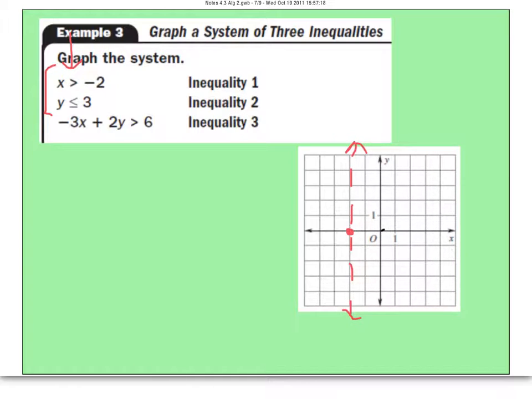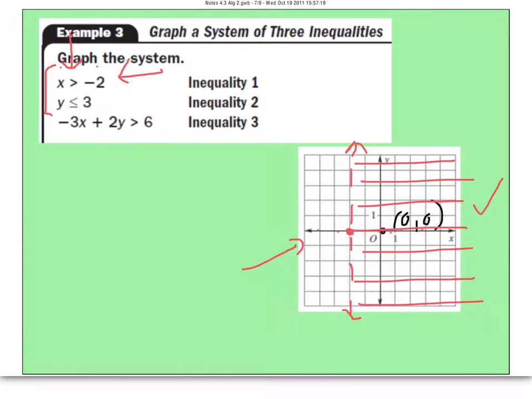Now I do have to shade. I can either pick the ordered pair 0, 0 and try it out, or let me show you this trick. If you read this statement here, it says the x's are greater than negative 2. On which side of the red line are the x's greater than negative 2? Are they greater than negative 2 here at negative 3 and negative 4? Or are the x's greater than negative 2 at 0, 1, 2, 3? Hopefully you realize it's on this side. So either put the ordered pair in, or you can logically think through this, folks. It will work. And it means this is the correct side. So I'm going to shade on that side.